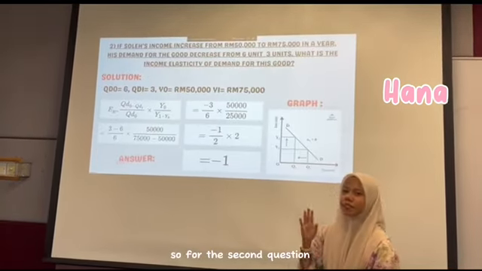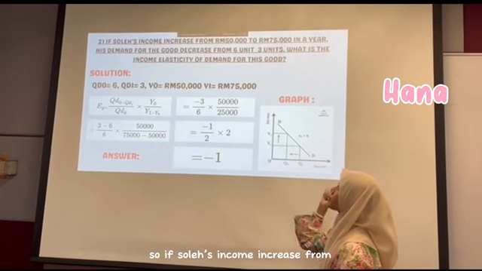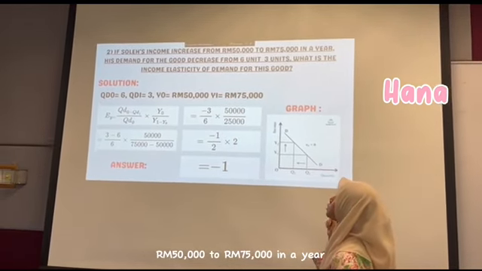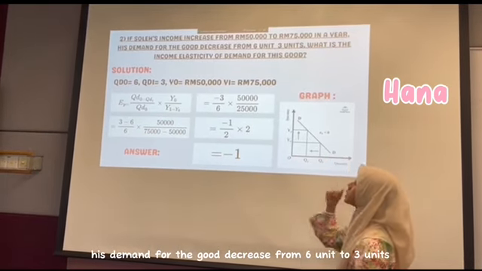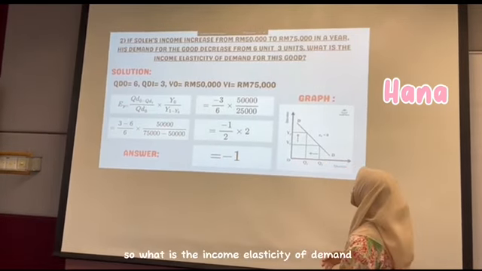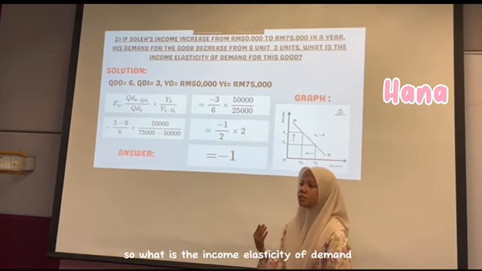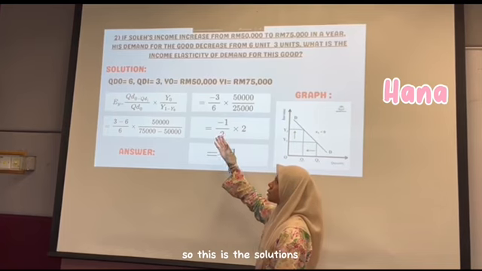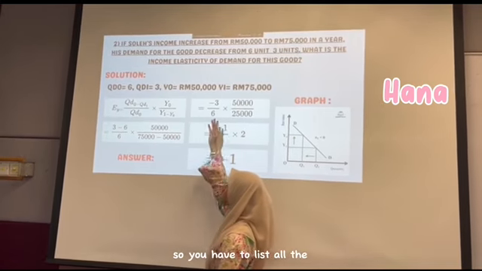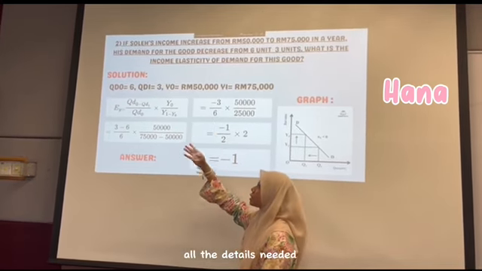So for the second question, if Solar's income increases from 50,000 to 75,000 in a year, his demand for the good decreases from 6 units to 3 units. So what is the income elasticity of demand for this good? So these are the solutions. You have to list all the details needed.